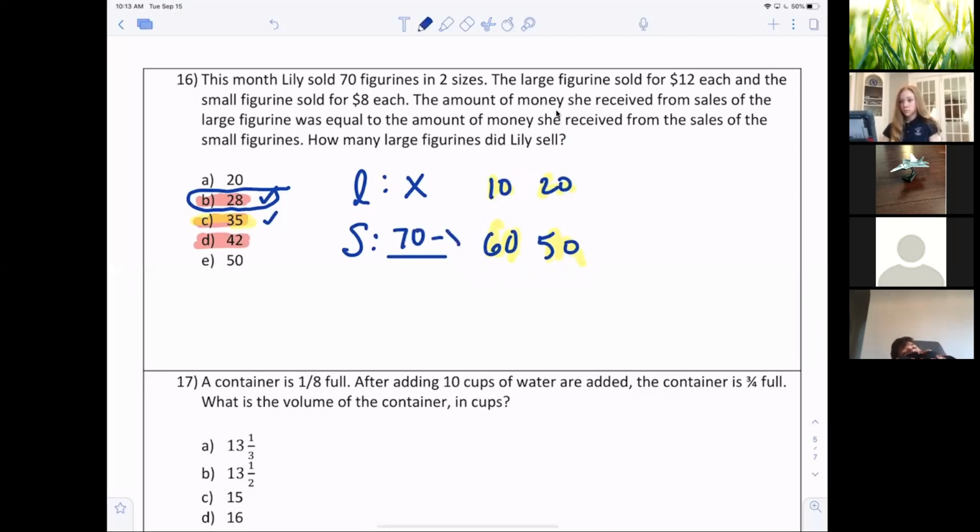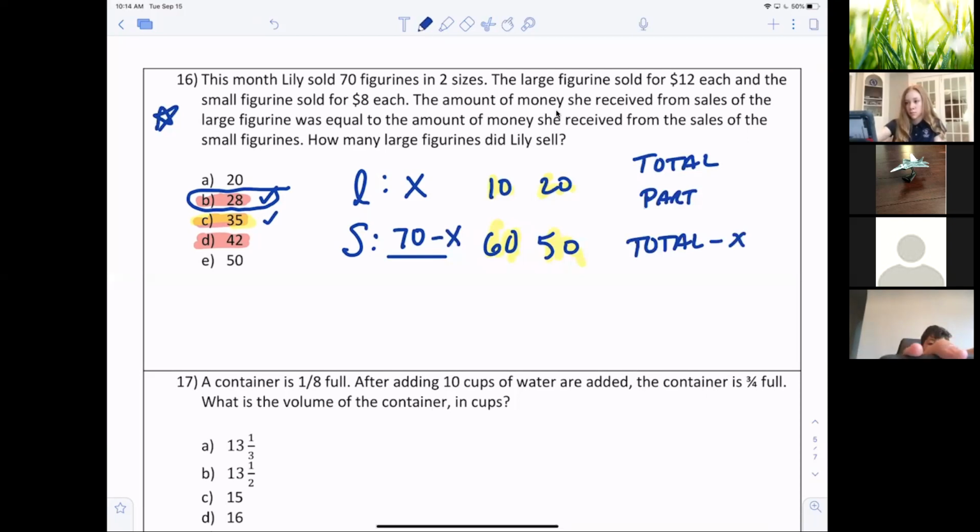70 minus X. Wow. 100% sure that's on the test, guys. Now, what I want you to try to remember is, if they give you a total and they give you a part, how do I find the other part? Minus 5. Yeah, it's always the total minus X. Is everybody with me on that? All right, hopefully you understood what I said.